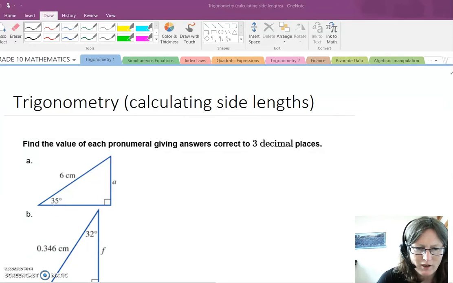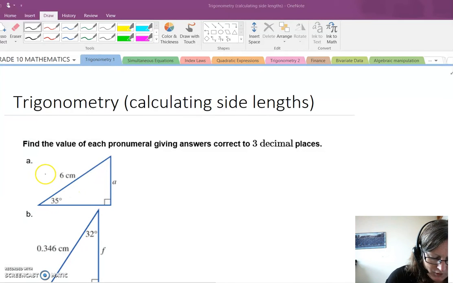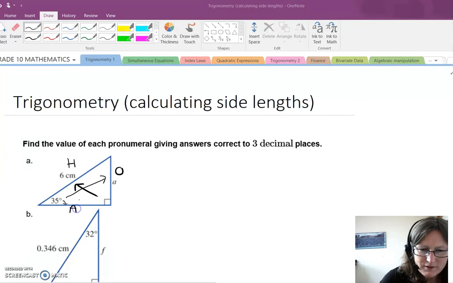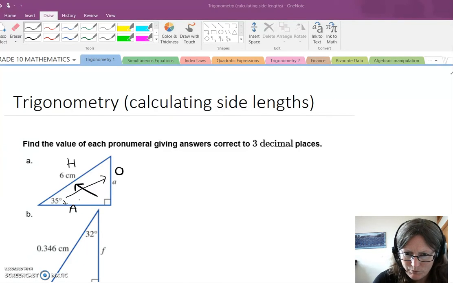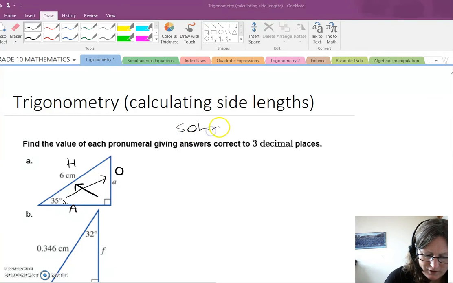35 is our marked acute angle. The hypotenuse, the side opposite the right angle, is 6, and the side opposite our marked angle is here. This side next to our marked angle is called adjacent. So let's look at the information we have. We have information about the opposite side and the hypotenuse. So remembering our trig ratios or our SOHCAHTOA, we have information about opposite and hypotenuse.